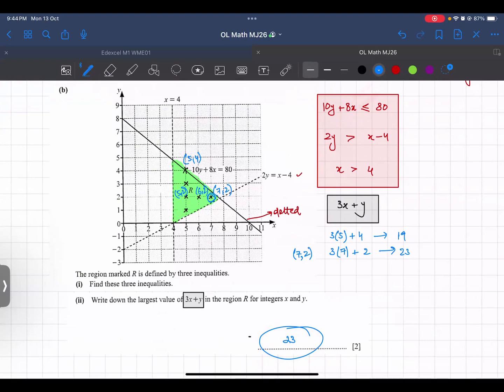The solid line, the values on the line, they are also included. That's why I can take the points on the line of the solid lines. But dotted lines, the values on the exact line, the dotted line, they're not included. That's why.